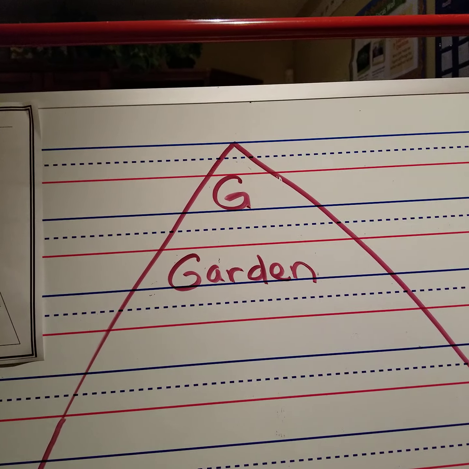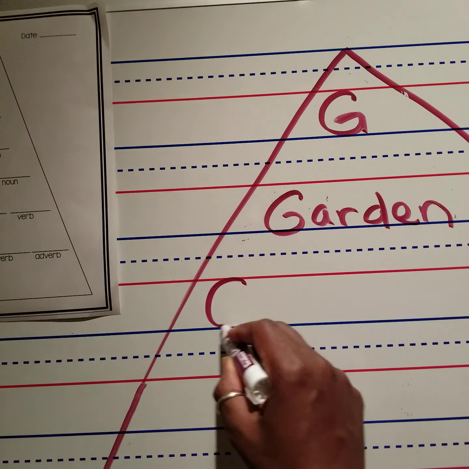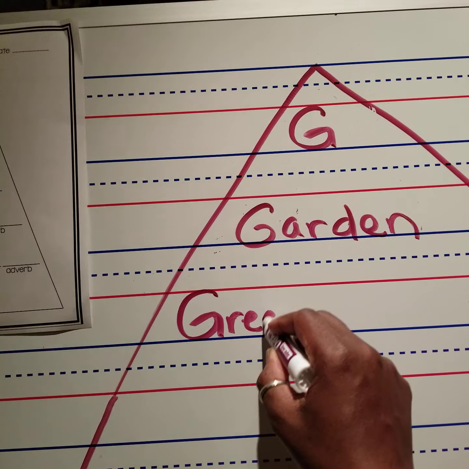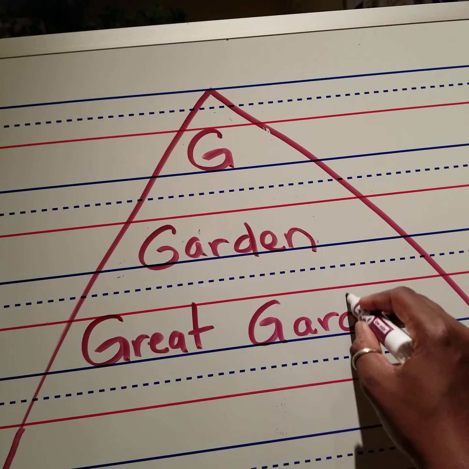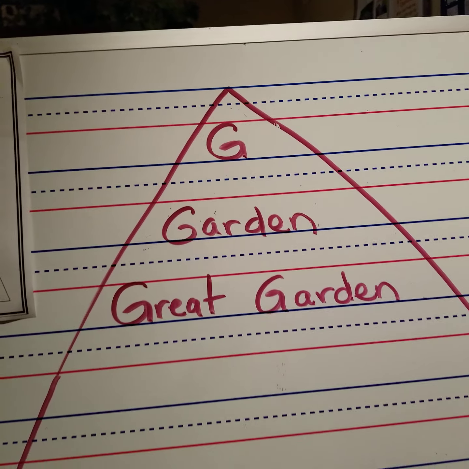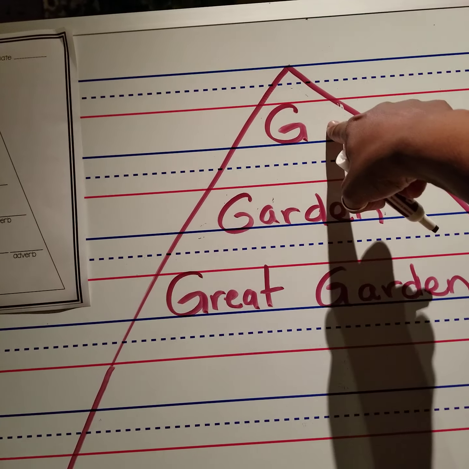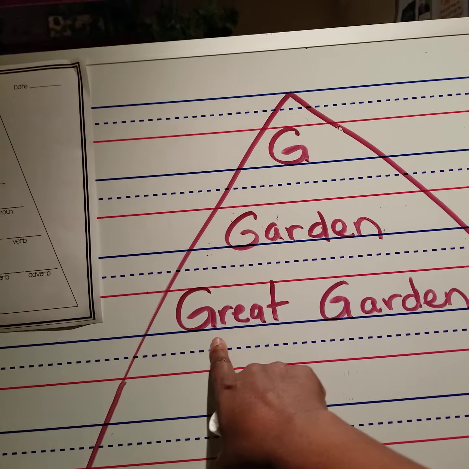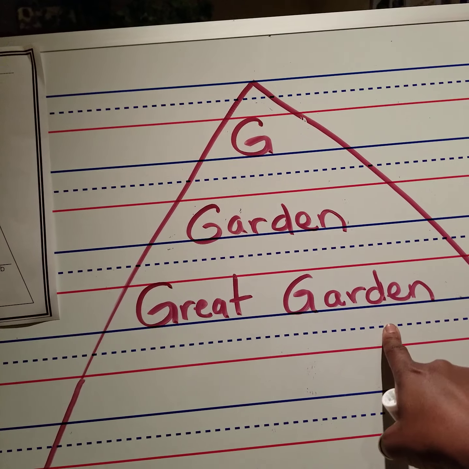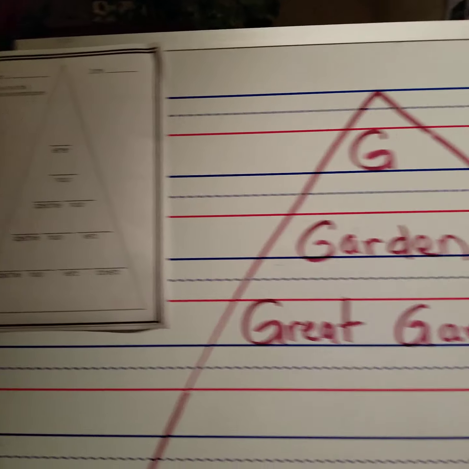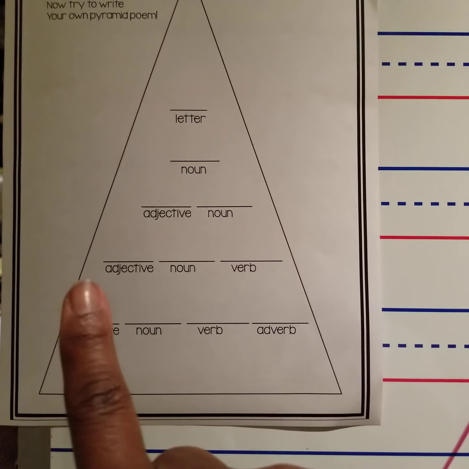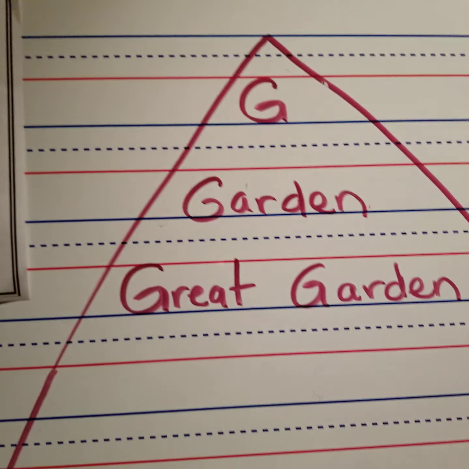And I'm going to put great garden. All right, so my G, my first letter, my noun, my adjective, and my noun. Now I need a verb, okay? Because as we look at the pyramid, adjective, noun, verb. All right, so here we go.